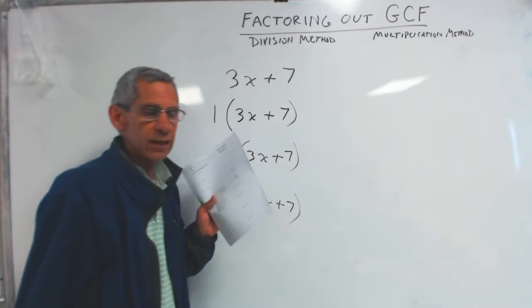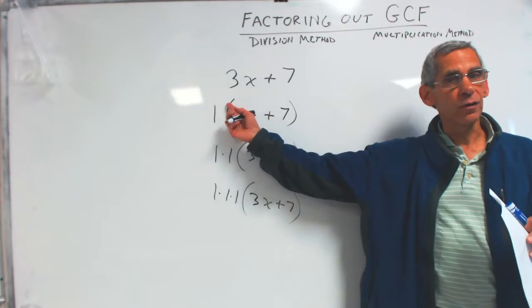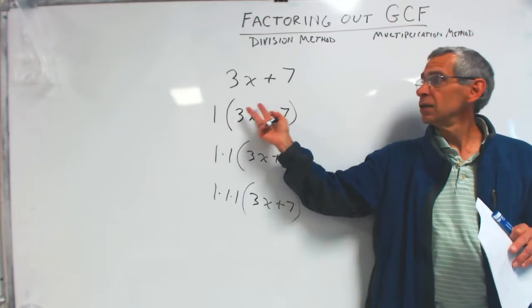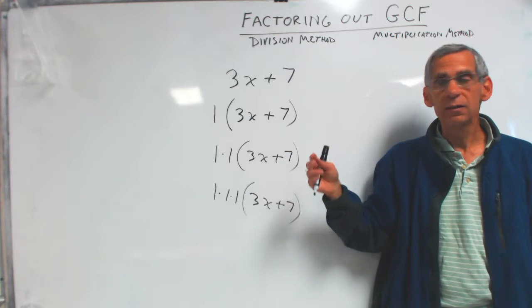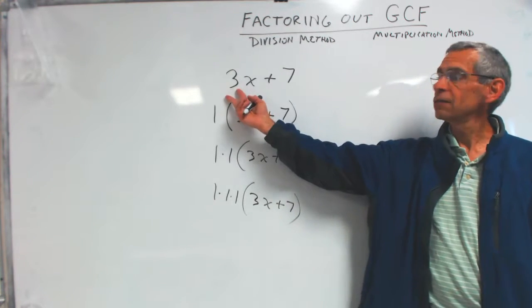If the only common factor is 1, then you can't factor this any further than it already is. So that is your answer, 3x plus 7. You don't change it. Does it make sense? You don't even put 1 times a parenthesis of 3x plus 7. It's just 3x plus 7.